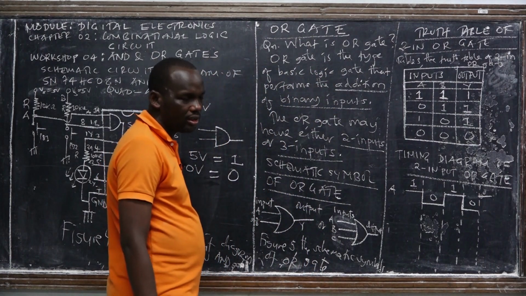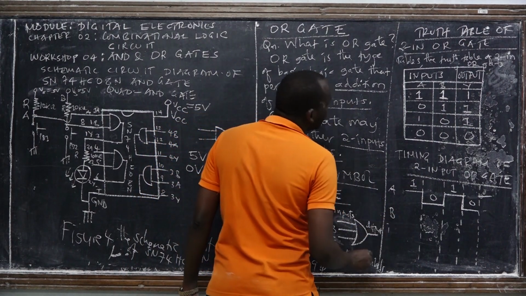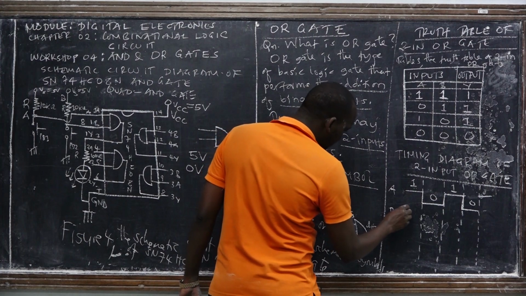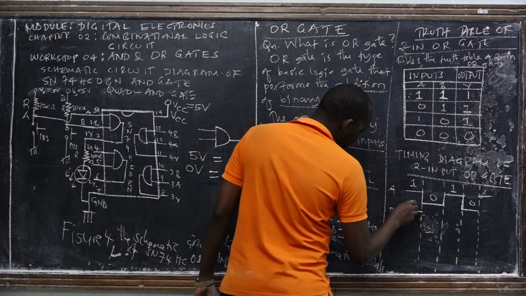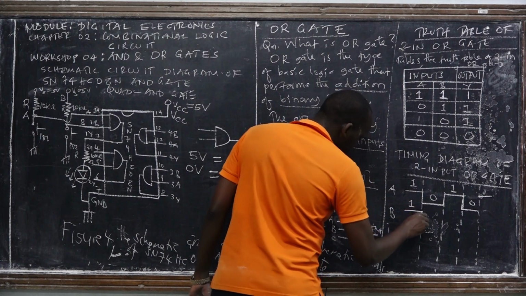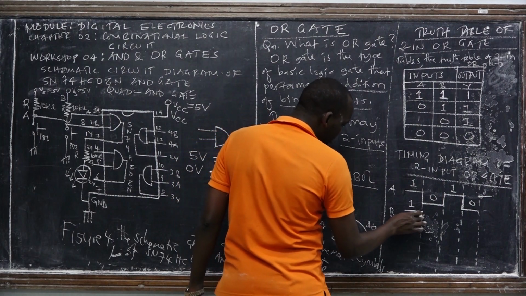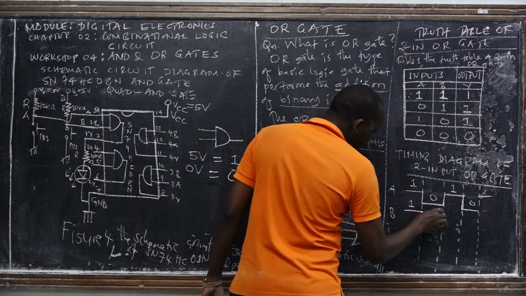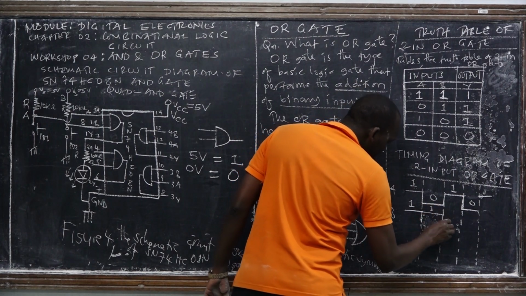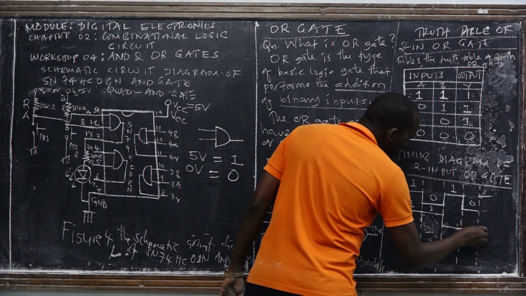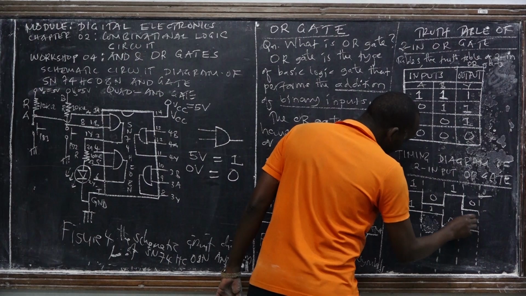Simple. Then for the input B, the first bit is what? 1, call it high. And the next bit is what? 1 again. And the next bits are what? 0. Next one is what? 0. You've understood the concept. 0, 0.